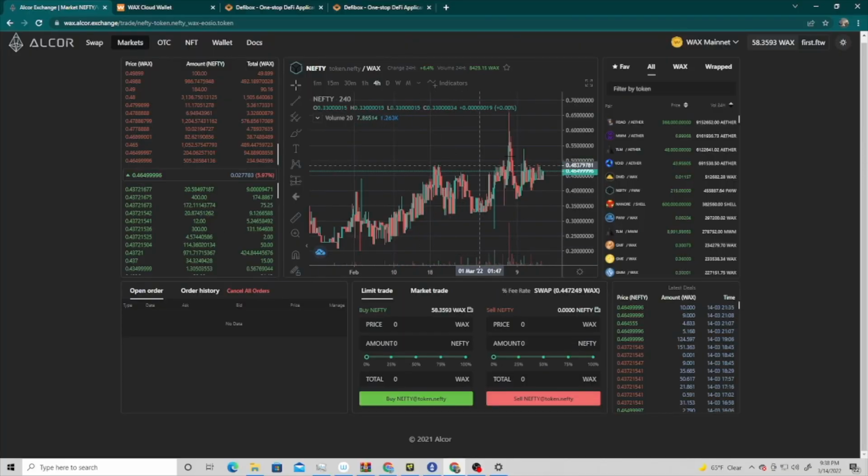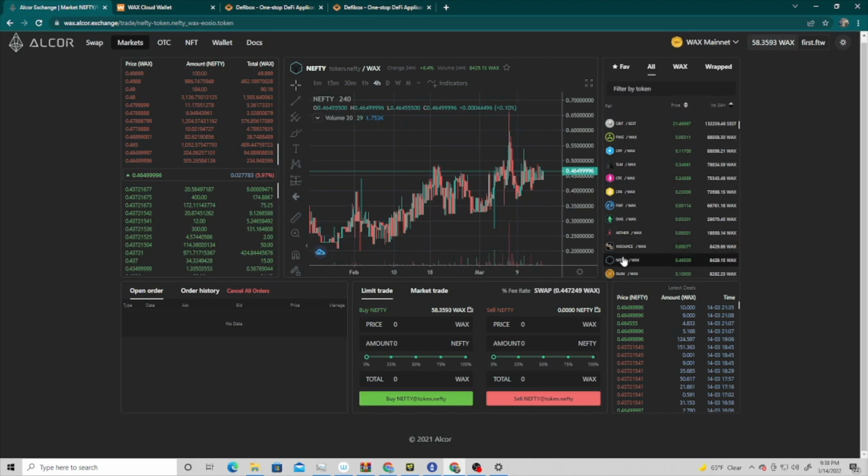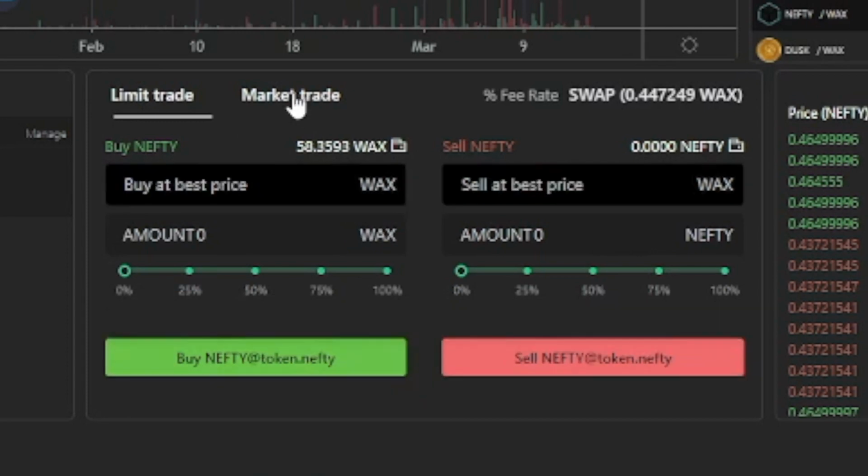Here we have the options to just jump into different trading pairs, but I want to stick to Nifty Wax right now. And then here we can see the last orders that filled. And then here, this little screen part of the interface, this is the only thing that we ever need to interact with. So by default, it's set to limit trade. Limit trade means you get to set a price at which you want an order to fill. You can also toggle here to market trade. This just means buy whatever's available at whatever the current price.